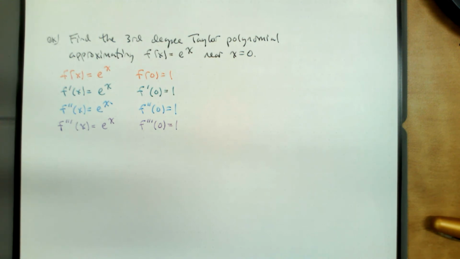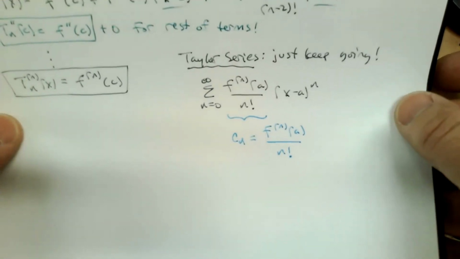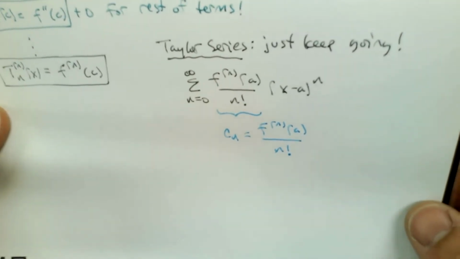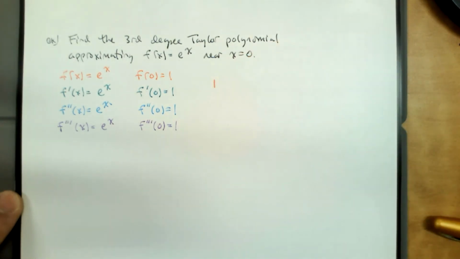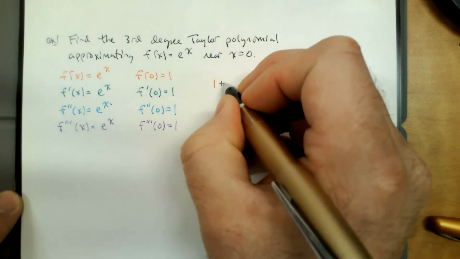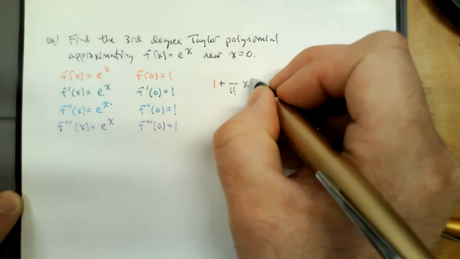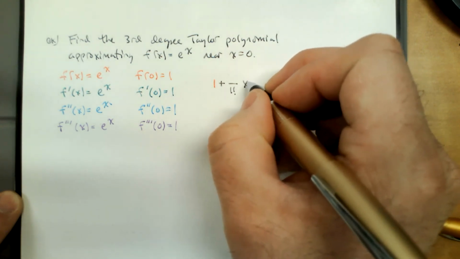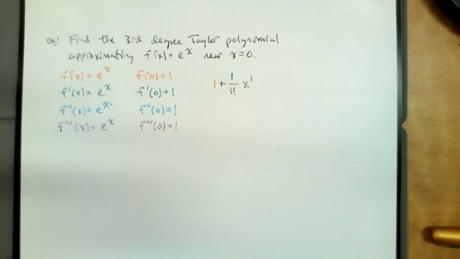So I put the nth derivative over n factorial times x minus 0 to the n. That's the formula that we're going to use for Taylor series. The Taylor polynomial is just going to stop at 3 instead of keep going. So I'm going to start with f at 0 plus f prime at 0 over 1 factorial times x minus 0 to the 1. There's the first derivative. Those first 2 terms give us the tangent line, 1 plus x.